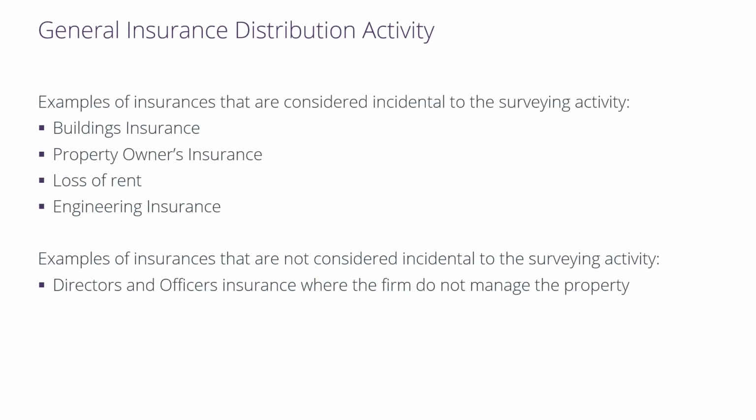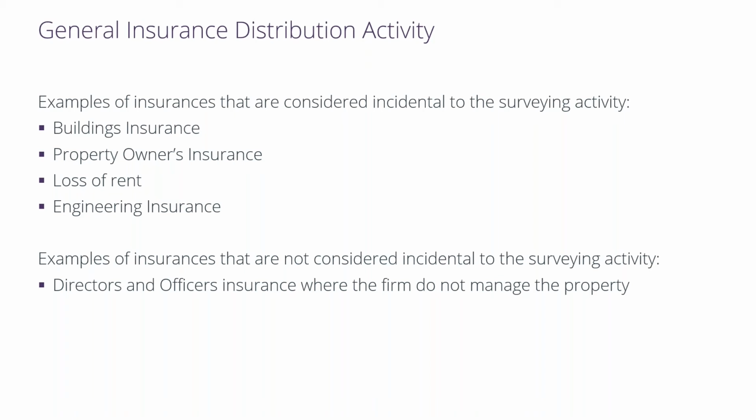Examples of insurances that are considered incidental to the surveying activity include building insurance, property owners insurance, loss of rent, engineering insurance. Examples which are not considered incidental to the surveying activity are directors' and officers' insurance where the firm do not manage the property.